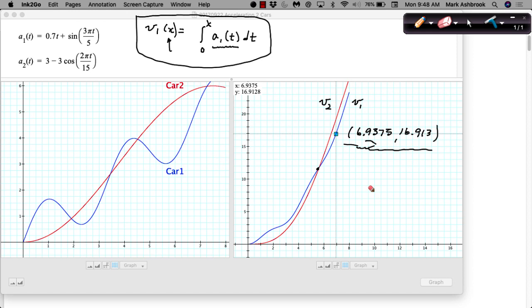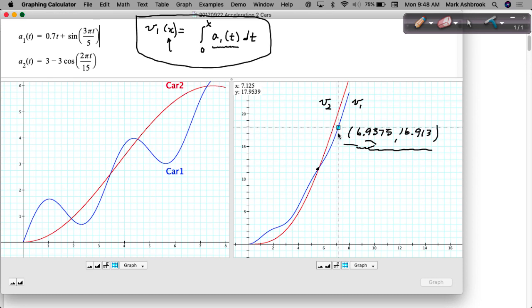Now, car 2 is going faster, right? Because you can see the coordinates of these points are higher than the coordinates of these points. So the question is, by the end of this time, which I think is 8 seconds, has car 2 caught up to car 1? By 8 seconds, did car 2 catch up and pass car 1 yet? Yes or no?